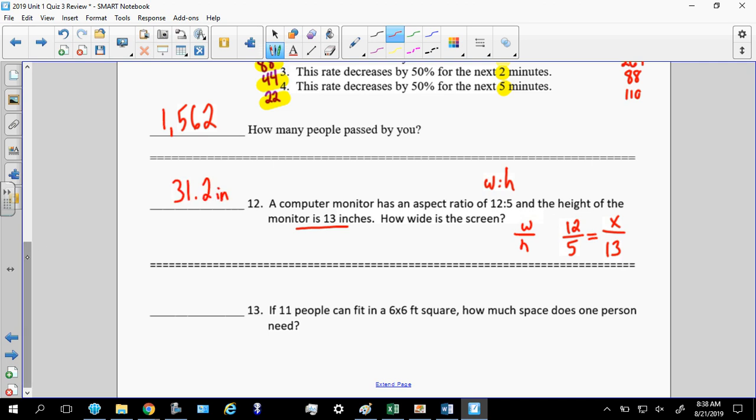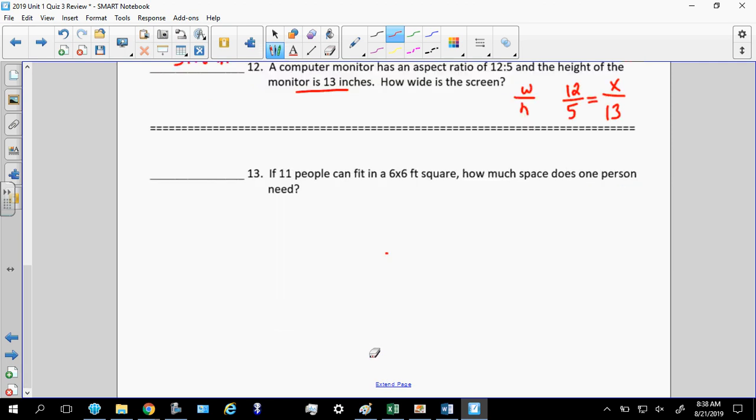Question number 13. If 11 people can fit in a 6 by 6 foot square, how much space does one person need? Well, this is another people over space. We've already dealt with several of these now. 11 over 36. How much space does one person need? One person over x. Cross multiply and solve. You get 3.3.